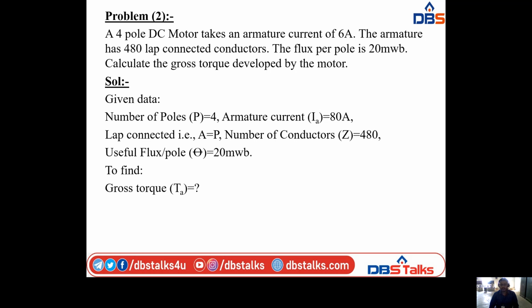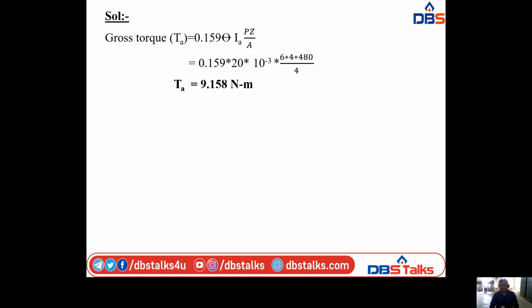Next we have a lap connected armature. In the previous problem they gave a wave connected armature, so I took A is equal to 2. Now in this problem they have given a lap connected armature, that is A is equal to P, which means the number of parallel paths is equal to the number of poles. Then they have given the number of conductors, 480, and the useful flux, 20 milliwebers. Finally, we have to determine the gross torque developed by the motor. The formula for the gross torque is TA is equal to 0.159 into phi into IA into PZ by A.